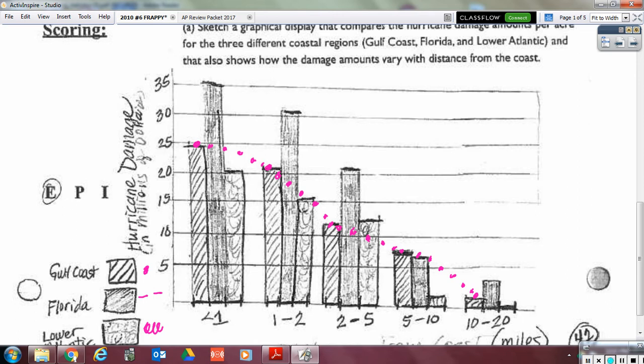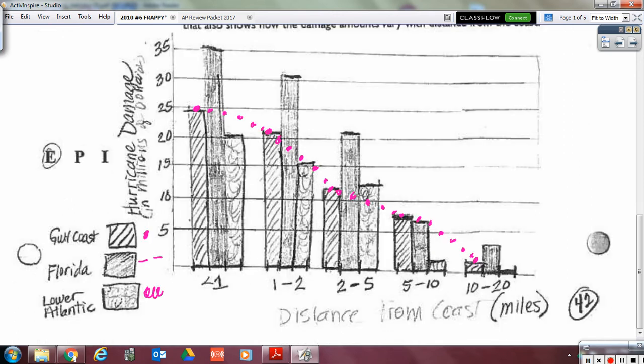Okay, I have seen people also switch this, and put a category for the Gulf Coast, then the Florida coast, and then the lower Atlantic. And then they would have 5 bars for the Gulf Coast and 5 bars for Florida. I think that's difficult to do. I think you probably would have gotten credit for that based on the criteria they set. But I think that's harder to tell what they're wanting you to see. Seeing it over time, or distance, is better.